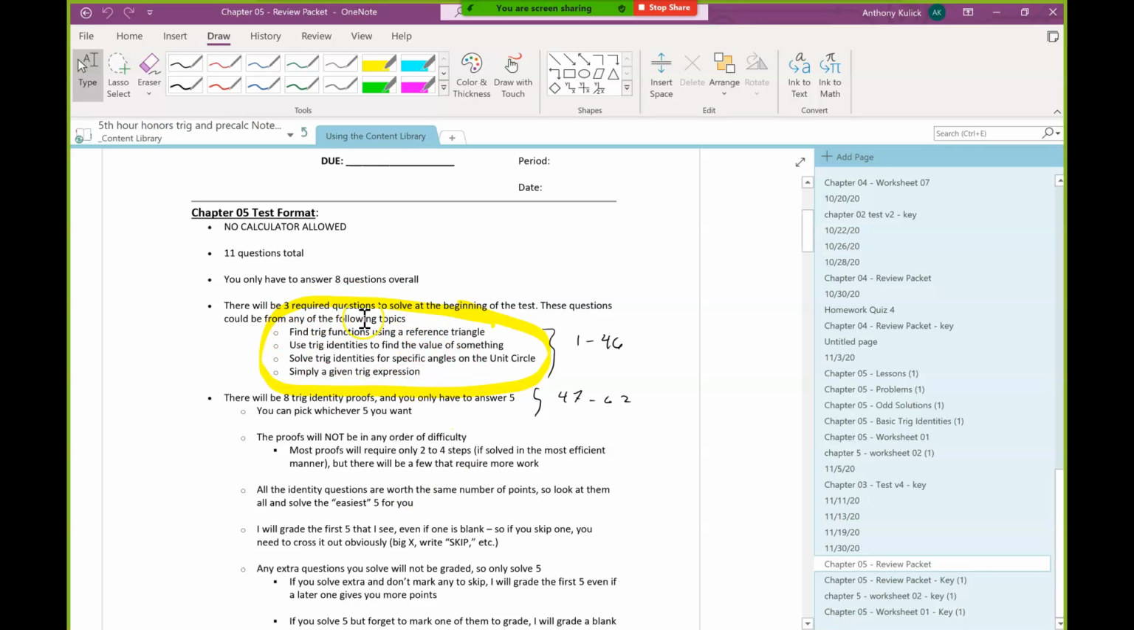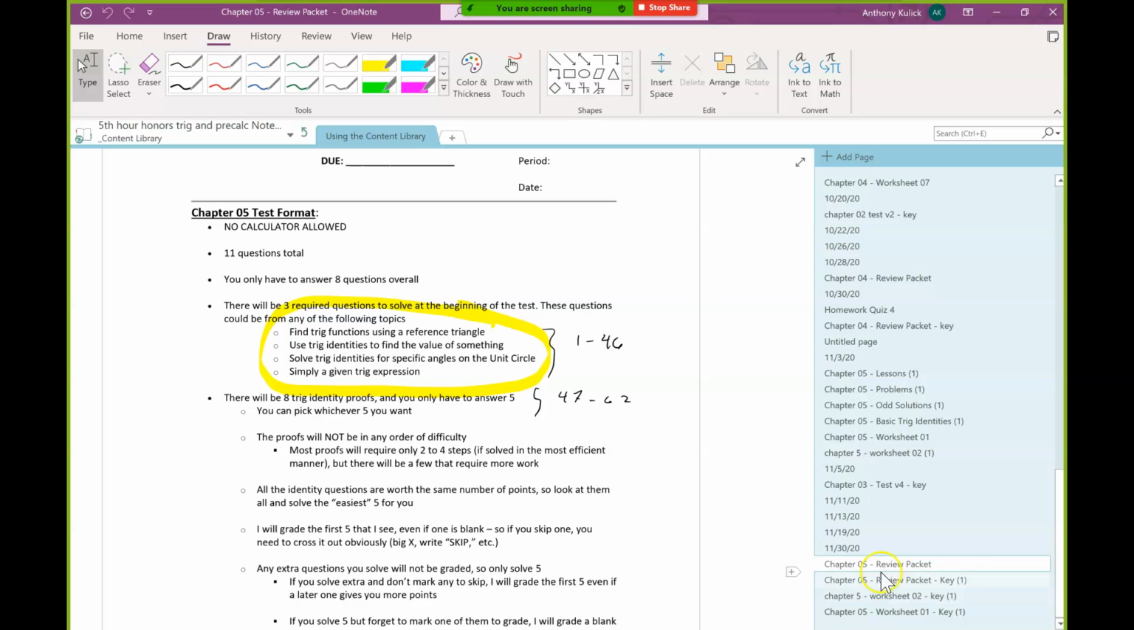But don't forget there are 3 questions at the start of the test that are not involving identities, that would come from topics similar to the previous things that we've done in the homework.